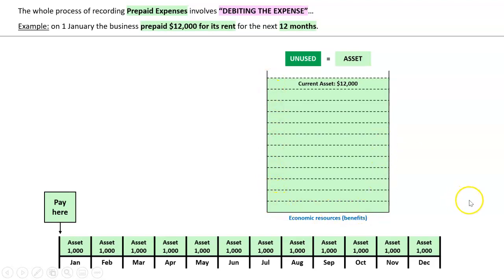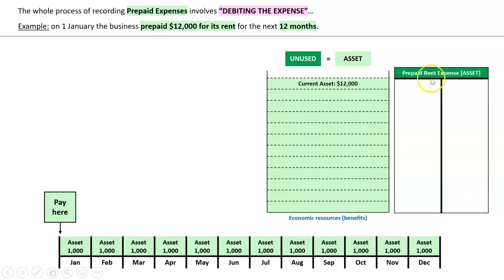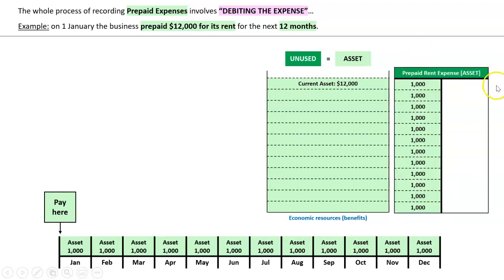And essentially what we did is, this is called the asset approach. We made a ledger here called prepaid rent expense, which is an asset, and we put a bunch of debits in there. Now we probably would have done just one big debit for $12,000, but just to show each of these months one at a time, I'll put them all in separately. We wouldn't do that really, but just for the sake of this example.